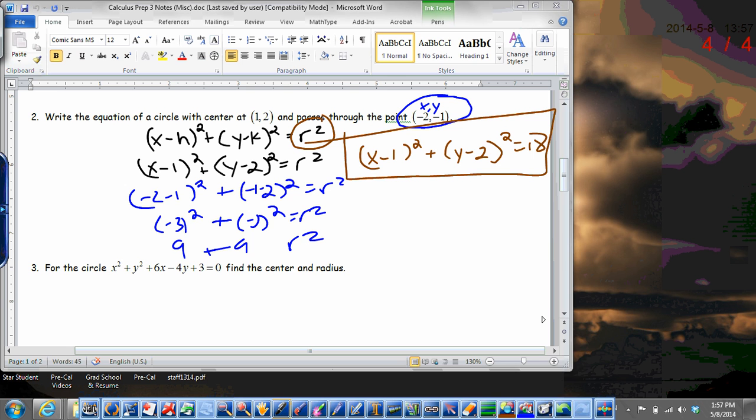Now you could do distance formula on that if you wanted. Distance formula is a little ugly. Not that we don't like it, it's just a little ugly. We don't have to necessarily just do these problems one way.